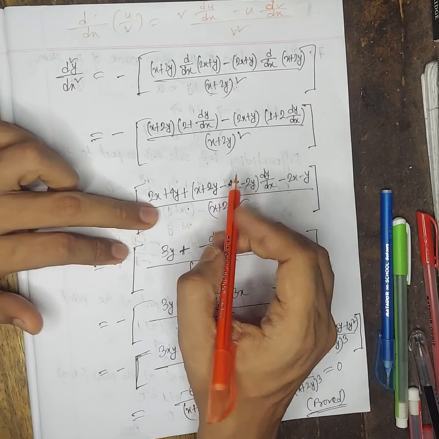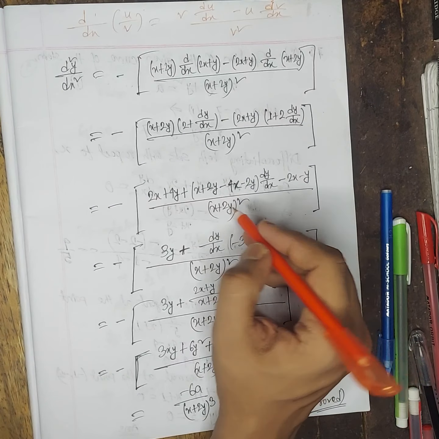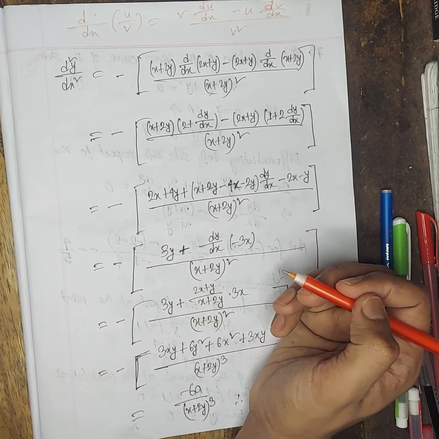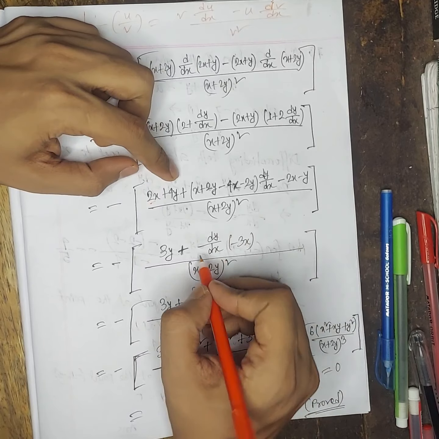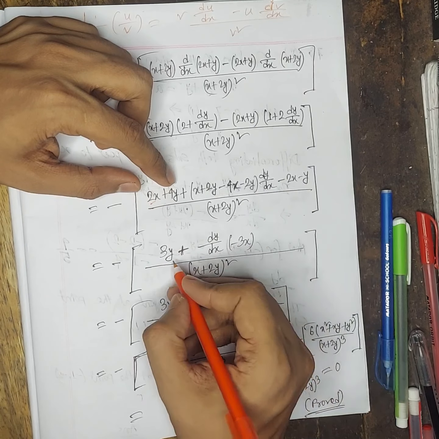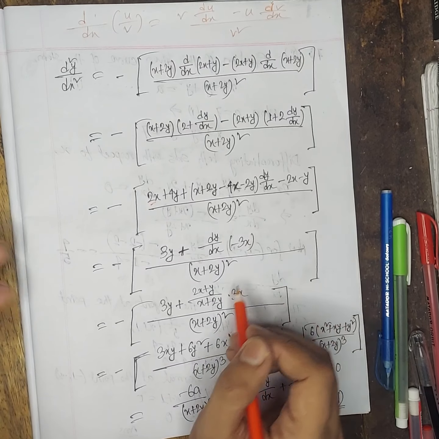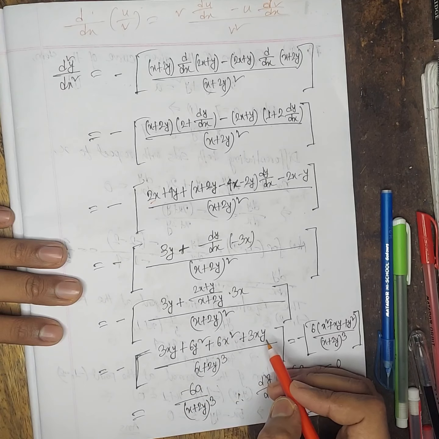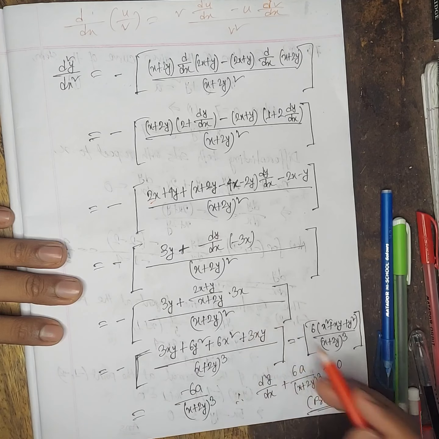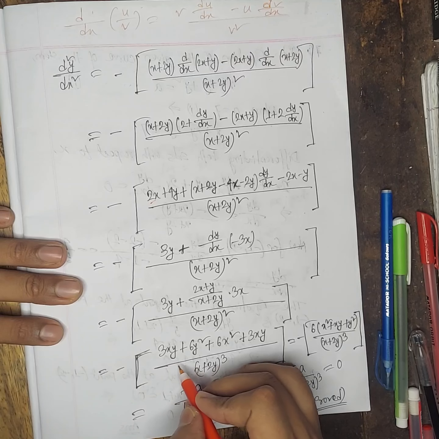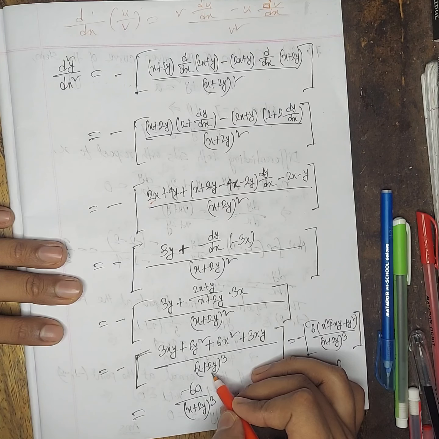Then when we take dy by dx outside of the bracket, we get x plus 2y minus 4x minus 2y. Here this 2x and this 2x will cancel, and the remaining part is 4y minus y, which is 3y. So we get dy by dx times minus 3x. Again, if we add these two terms, we get 3xy plus 6y square plus 6x square plus 3xy divided by (x plus 2y) whole cube.